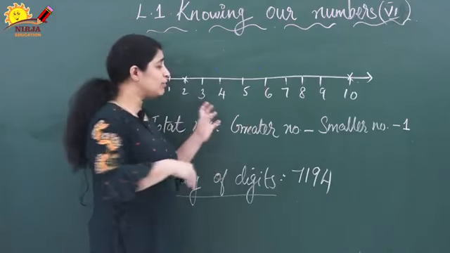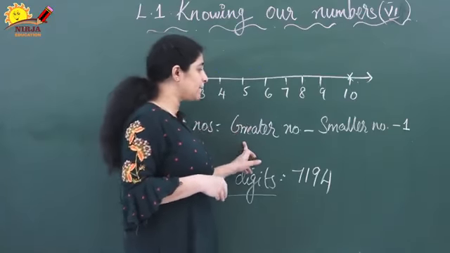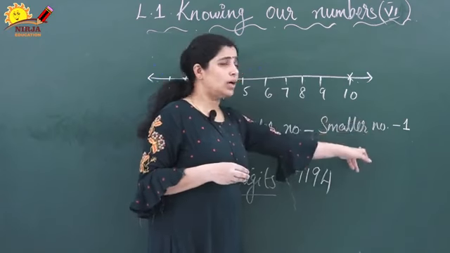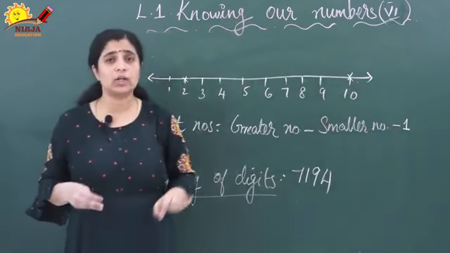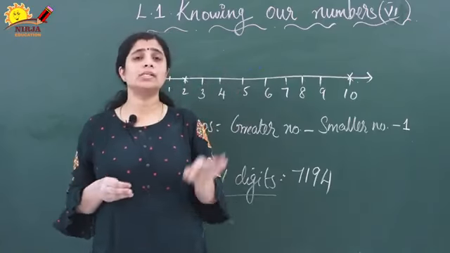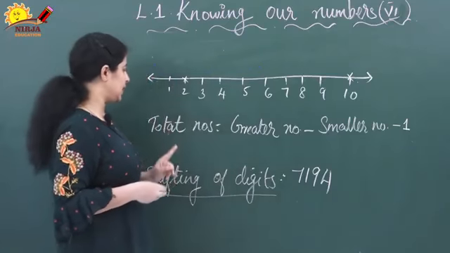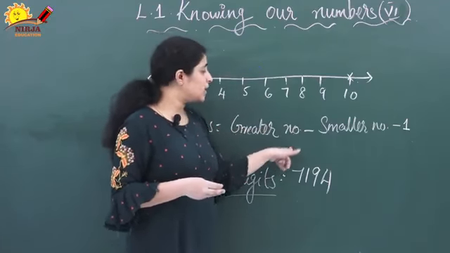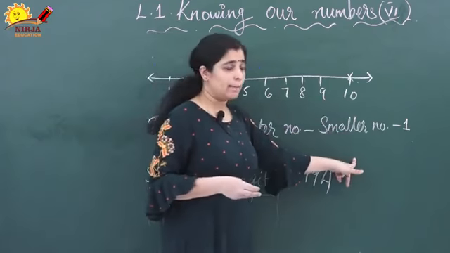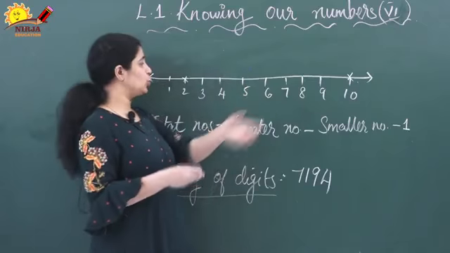So we have a formula for this one. What is the formula? Greater number minus smaller number minus 1. This is the formula to calculate how many numbers are in between the given numbers. I will repeat it again. Total numbers is equal to greater number minus smaller number minus 1. I will show you this using an example.